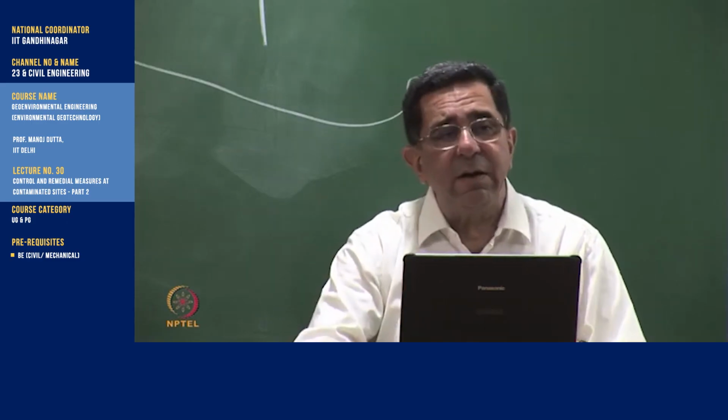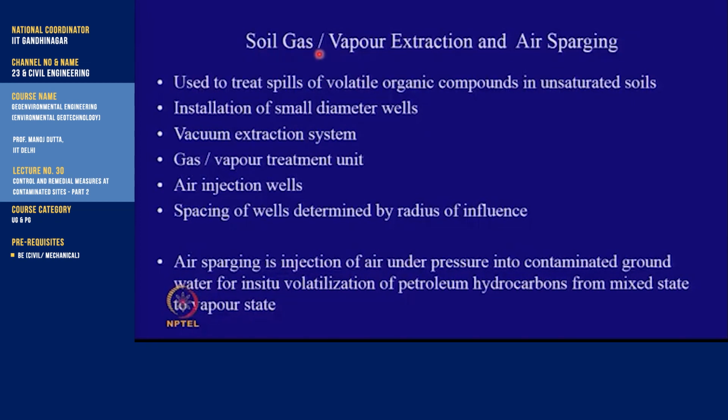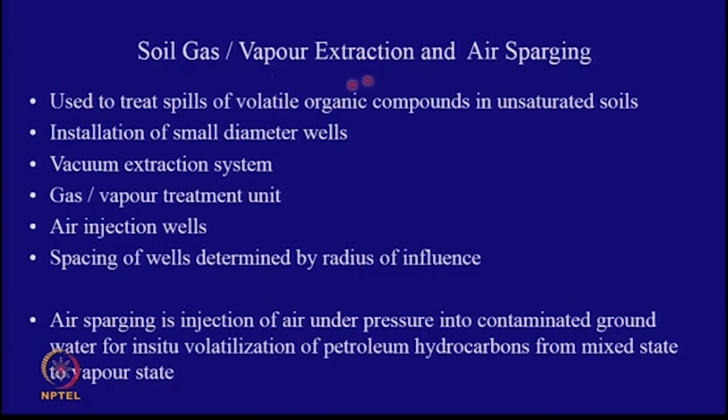The other technique is soil gas or vapor extraction. I told you volatile organic compounds in unsaturated soils, this is the cleanup. You install small diameter wells, apply a vacuum to those wells, the gas vapor will come out, you send them to a treatment unit, you inject fresh air with injection wells, and of course the arrangement is very similar to pump and treat.